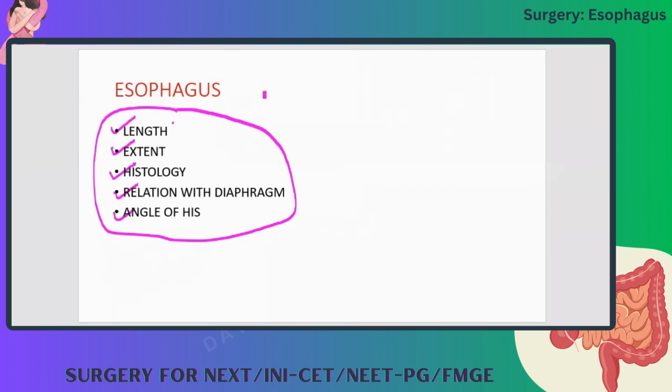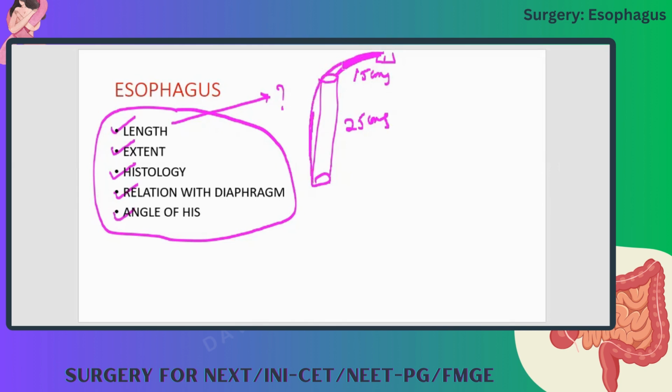So what is the length? Any guess? It's a tube. Yeah, very good. It's a tube of 25 centimeters in length. If this is the upper incisor, from incisor to the upper end of the esophagus is 15 centimeters, and from here to the lower part of the esophagus is 40 centimeters. So 40 minus 15 is 25 centimeters.